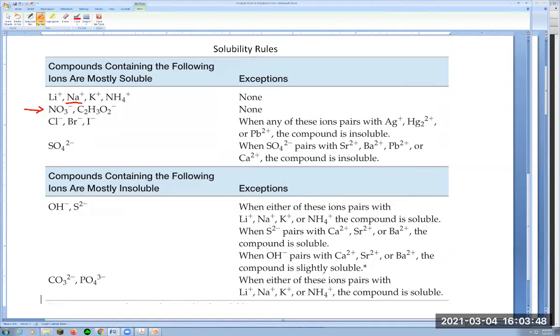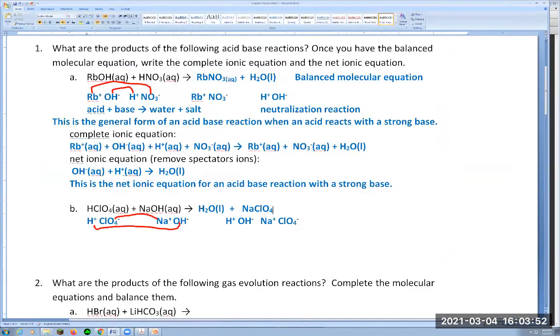And there is no exception. Sodium makes only soluble compounds. So that means this is going to be aqueous, soluble in water. So aqueous.